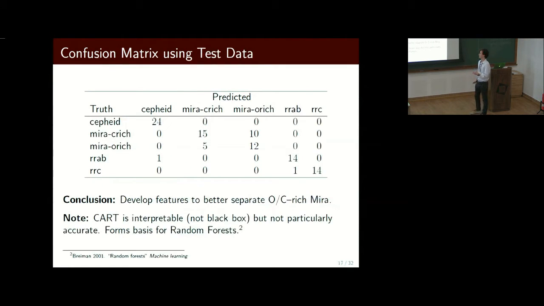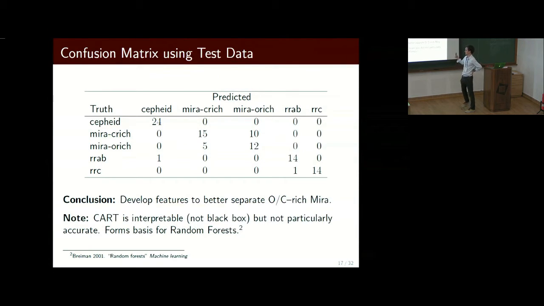We can take the 100 sources that I left out of the training data that were assigned to the test data, predict their class, and then make a confusion matrix. One thing that's nice about the confusion matrix is it tells you a lot about where your classifier is making mistakes. Along the diagonal, that's where the classifier is making correct decisions. The off-diagonal elements for Mira O-rich and Mira C-rich are fairly large. So frequently, O-rich Miras are getting confused as C-rich Miras, and C-rich Miras are getting confused as being O-rich Miras.